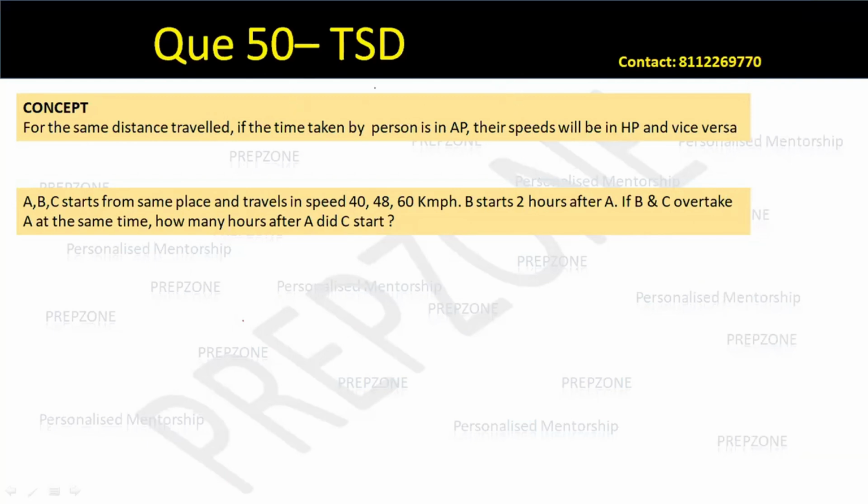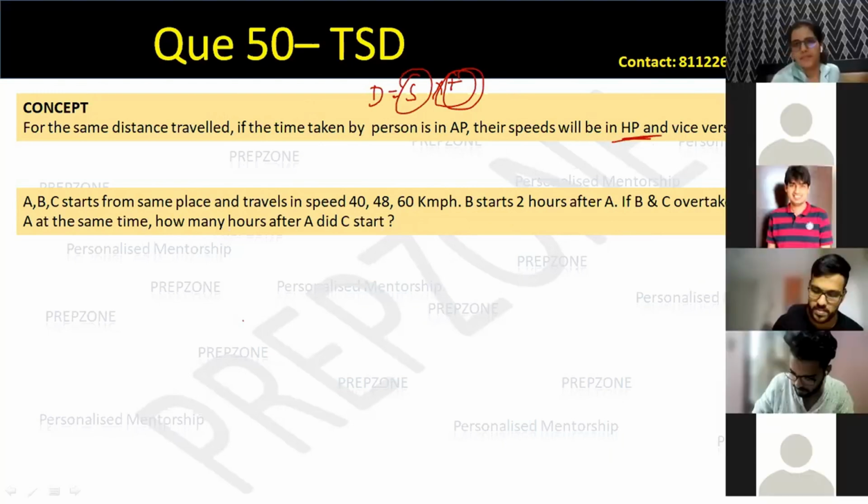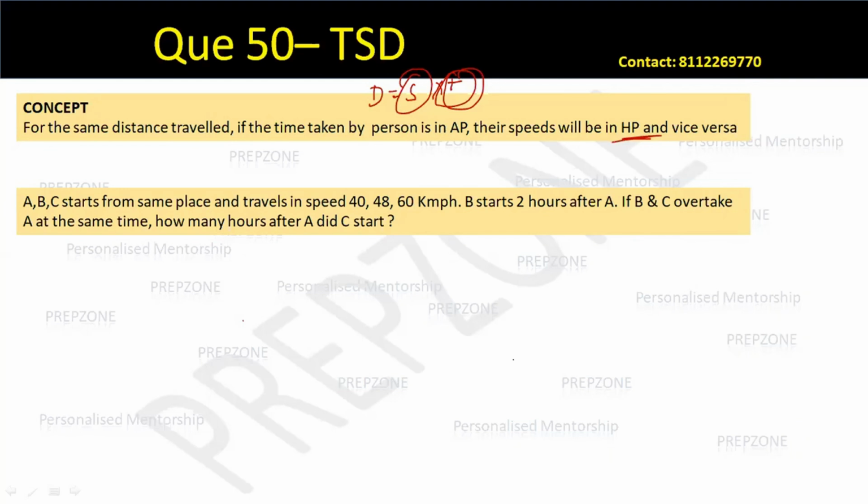For the same distance traveled, distance is equal to speed into time. Okay. If time is in AP, speed will be inverse of AP, which means speed will be in HP, and vice versa. A very intuitive concept. ठीक है? Speed and time are inverse of each other for the same distance traveled. So if one is in AP, inverse will be in HP.